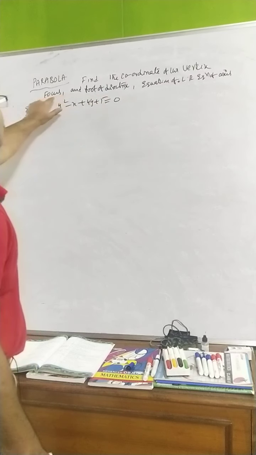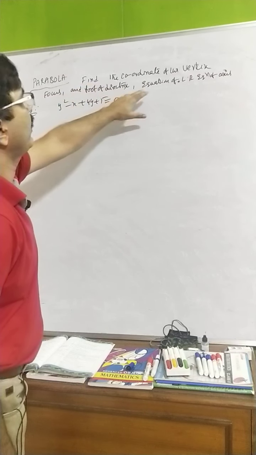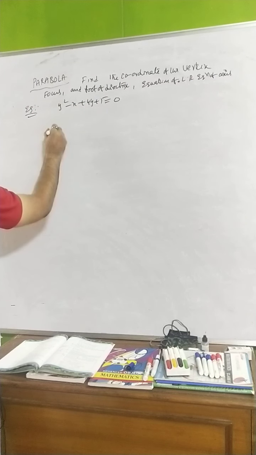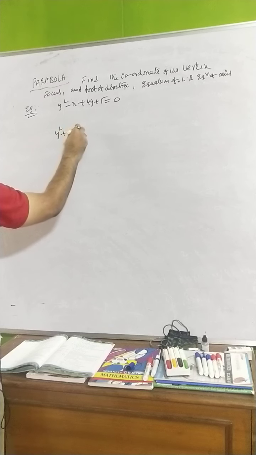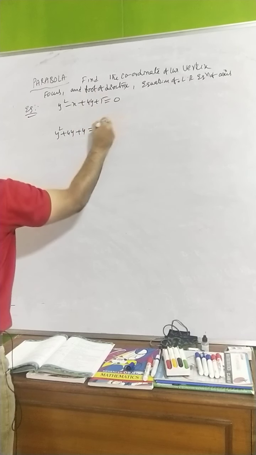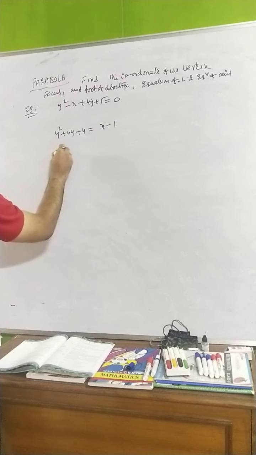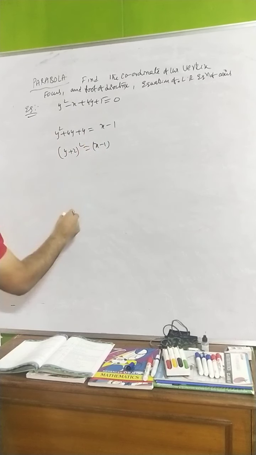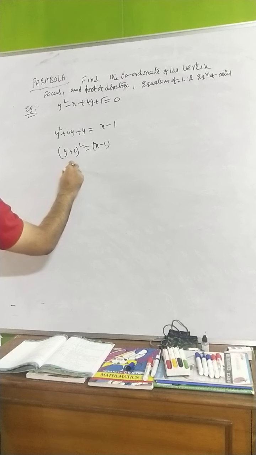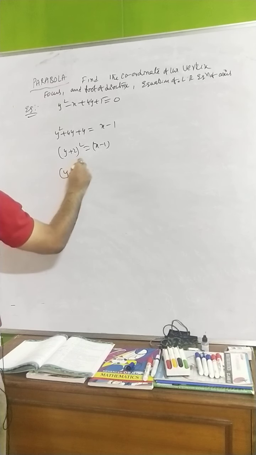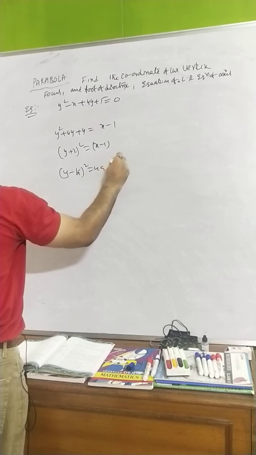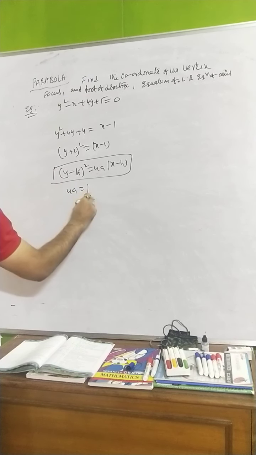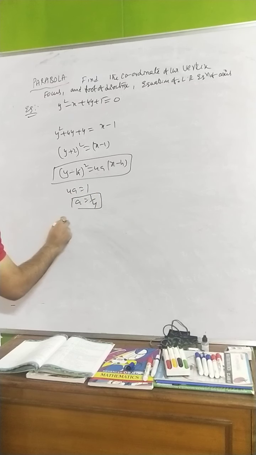One example I have taken here. Find the coordinates of the vertex, focus, foot of directrix, equation of latus rectum and equation of axis. You see here the transformed form is given: y square plus 4y plus 4, I'll write and take the side, x minus 1, we will get. So this becomes (y plus 2) whole square equal to x minus 1. Now when you compare with (y minus k) whole square is equal to 4a into (x minus h), 4a is equal to 1, so a is equal to 1 by 4.